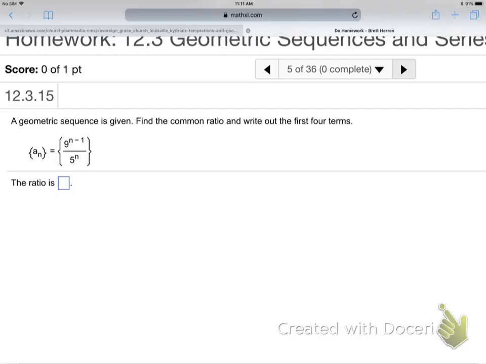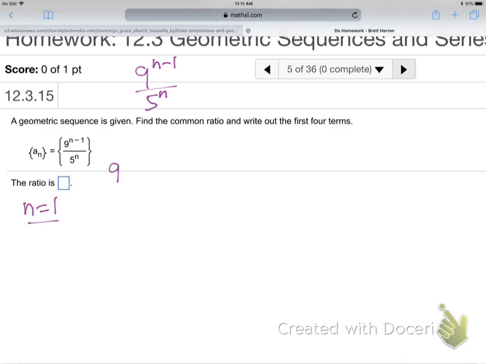Okay, so 9 to the n minus 1 over 5 to the n. Let's just crank out the first 2. Plug in 1, plug in 2. Find the first 2 terms, then you can just divide them to find the common ratio. Any guesses ahead of time? What do you think the common ratio is going to be? 9 divided by 5. Yeah, they both have n on them, huh? It's 9/5. Yeah, that's correct.